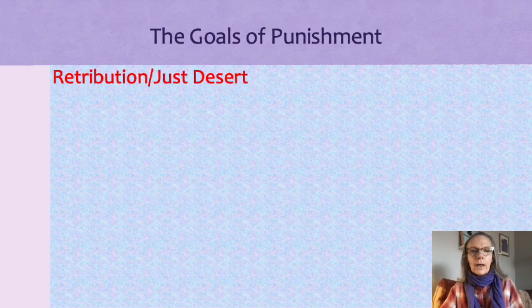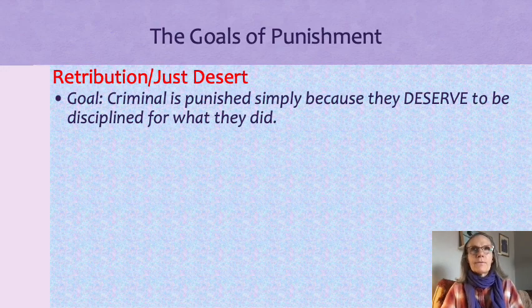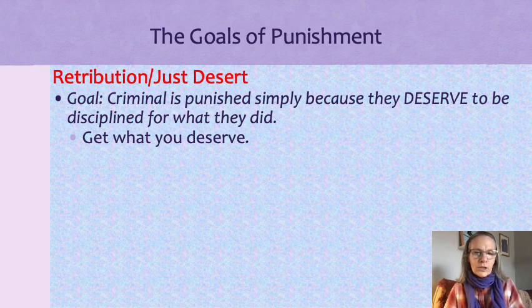Okay, let's look at the goal of punishment that's known as retribution or just desserts. Basically, when you give somebody a punishment and the goal of that punishment is retribution, you're saying that you are getting punished simply because you deserve to be disciplined for what you did. The goal isn't to incapacitate you, because we think you're harmful. The goal isn't to send a message to others. It's just basically saying, you did something really wrong and you deserve to get a harsh punishment because you did something bad. In other words, you get what you deserve, and maybe it would be proportional, right?